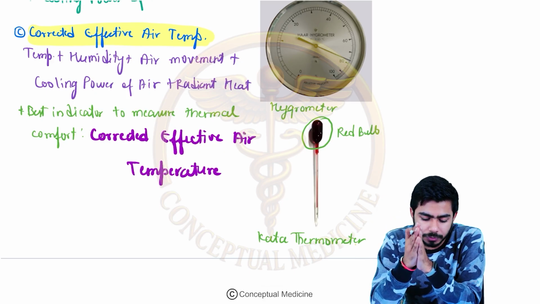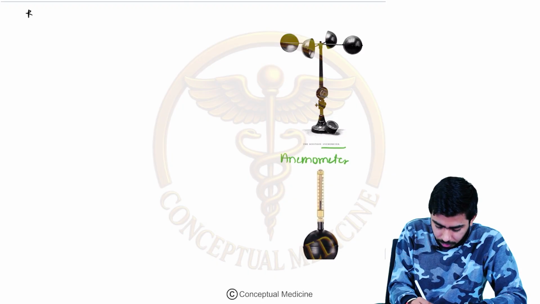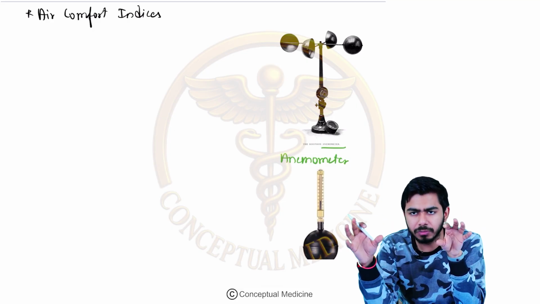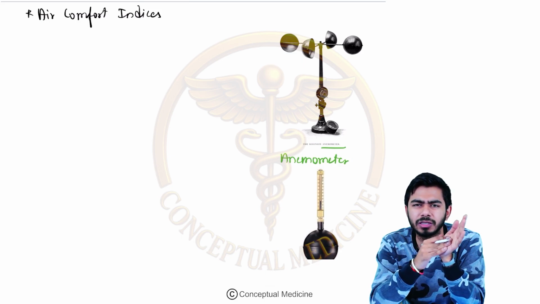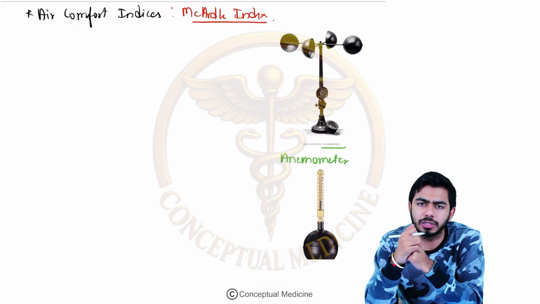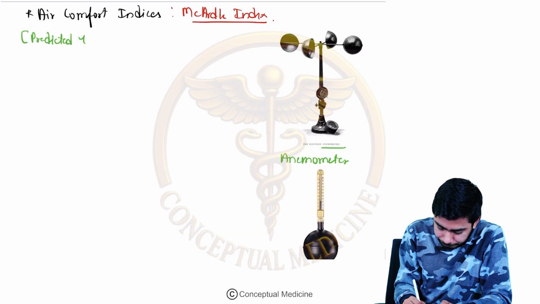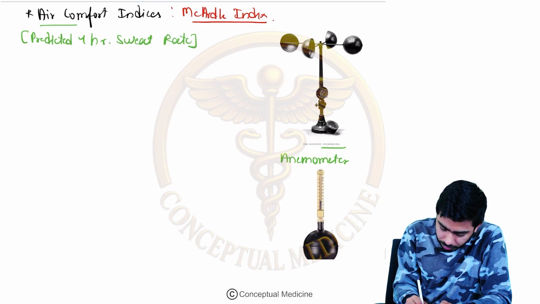Now we shall talk about some of the air comfort indices. Here we shall talk about the zones of comfort on one side, and the predicted sweat rate on the other side. What is this particular thing? First of all, let me explain what the air comfort index is. Basically, it is calculated by the McArdle index, and it is also called the predicted 4-hour sweat rate.